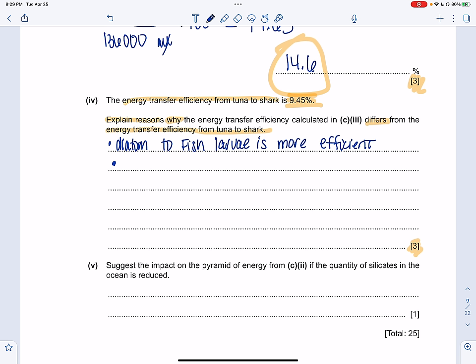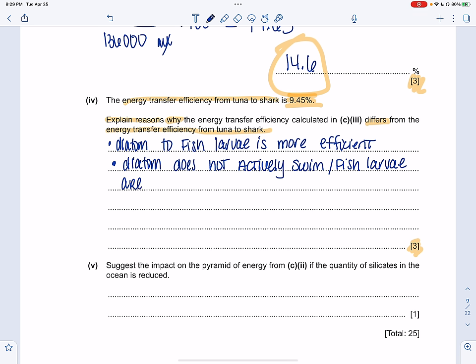Okay. So we'll say the fish larvae and the diatom. So diatom first. Okay, and then explain what this means. So there's less energy lost, or there's more to give in that feeding relationship.